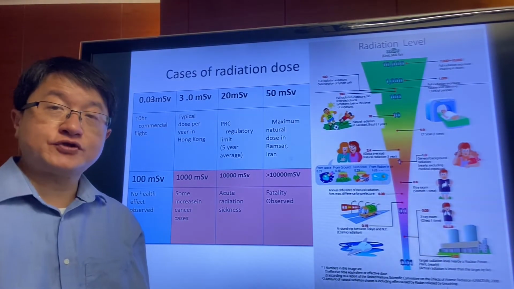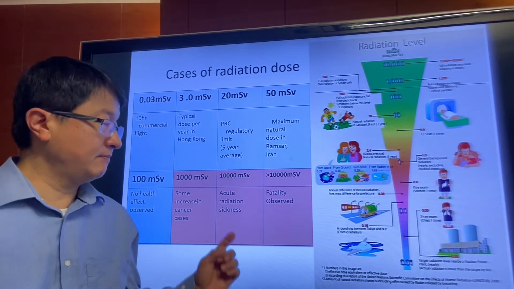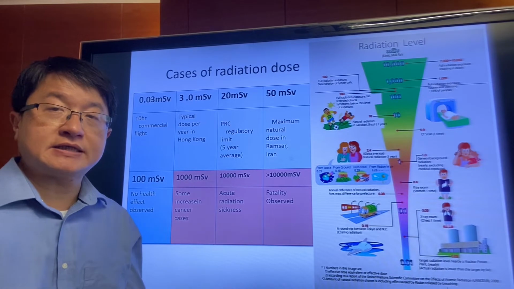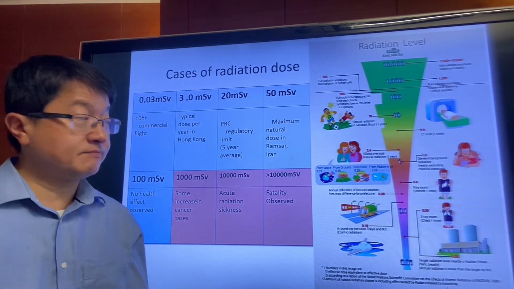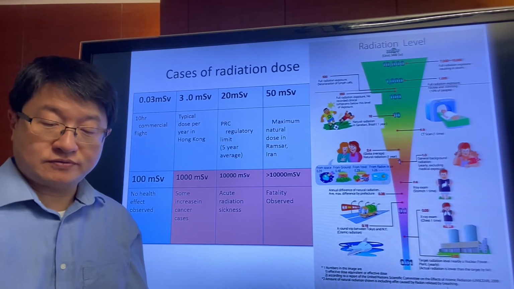And if the exposure level is 10,000 millisieverts, it may cause serious radiation sickness. And if it is more than 10,000 millisieverts, it will kill you.